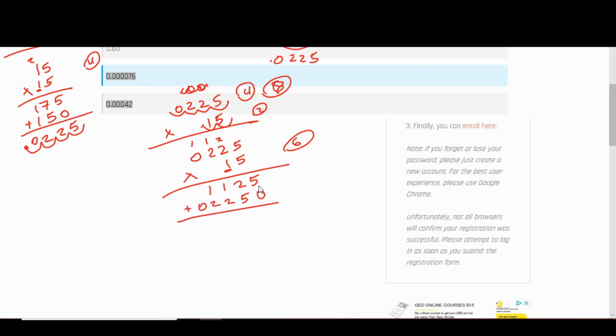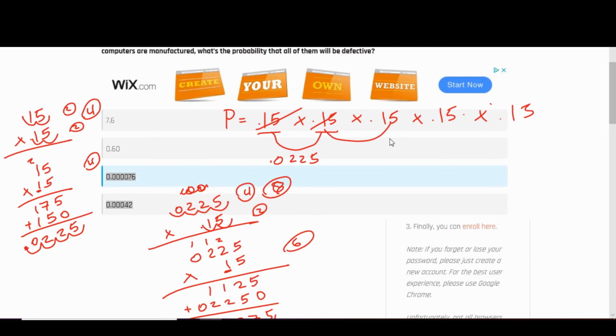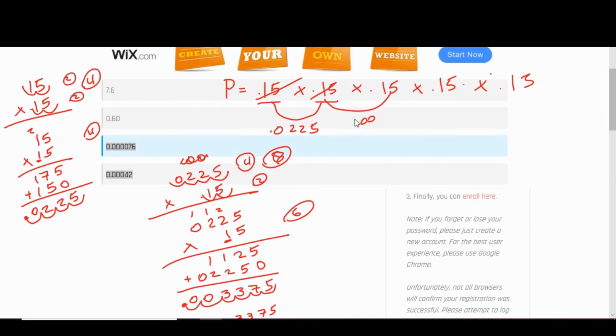Let's add. 0 plus 5 is 5. 2 plus 5 is 7. 2 plus 1 is 3. 2 plus 1 is 3. 0 plus nothing is 0. And we got to shift our 6 decimals back in. 1, 2, 3, 4, 5, 6. And so we can see that this is going to be 0.003375. So we know this gets us 0.003375. Cross that out.